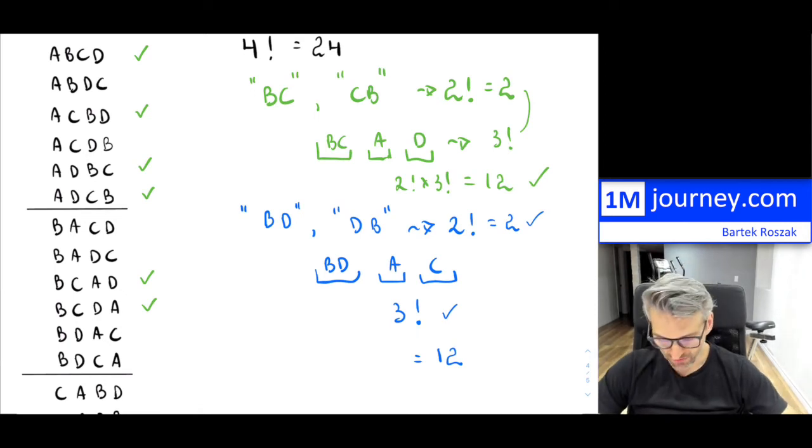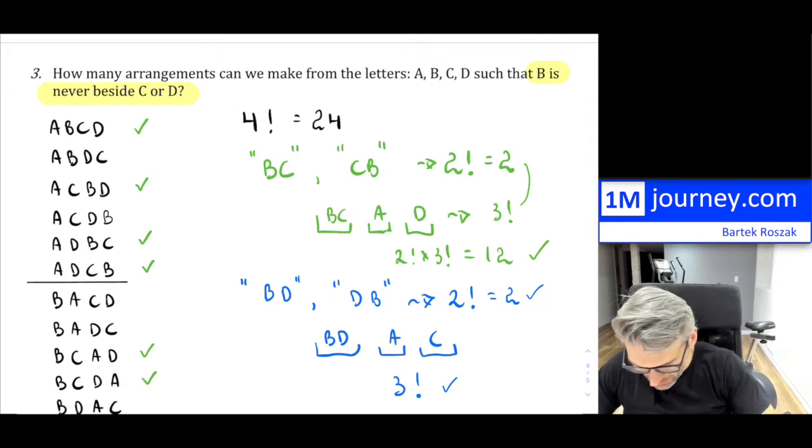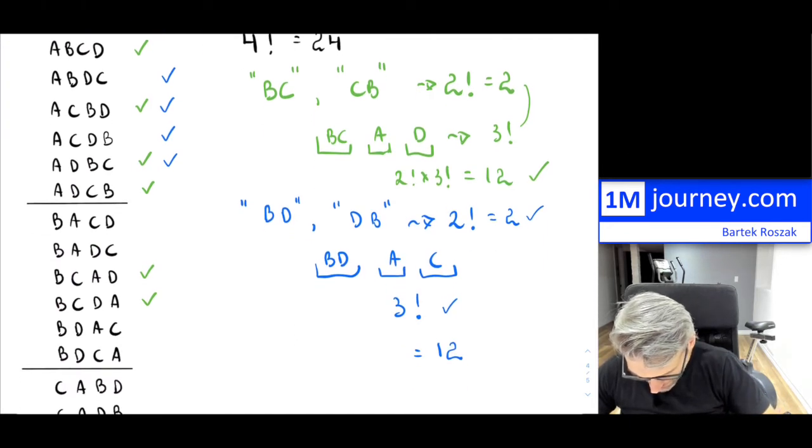Okay, now let's find them. That was B and D together. So when are B and D together? They're right here. B and D right here. B and D, so right here. Okay, right here. So that's 4 ways, B and D. And B and D here and here.